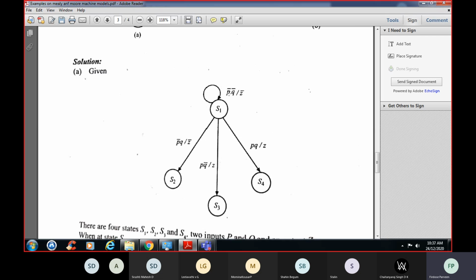So there are two inputs P, Q, and what is the output? It is Z. And how many states are we having? We are having 4 states. What are those? That is S1, S2, S3 and S4. So we are having 4 states, 2 inputs and 1 output. So let us assume that it is at state 1, S1.